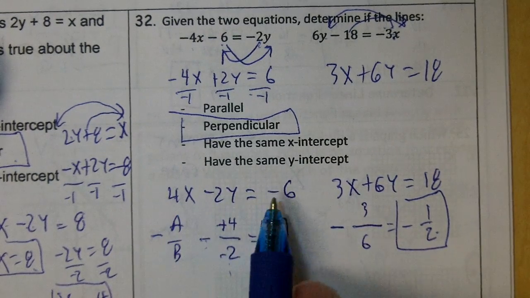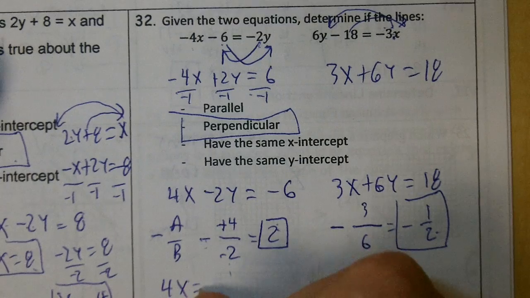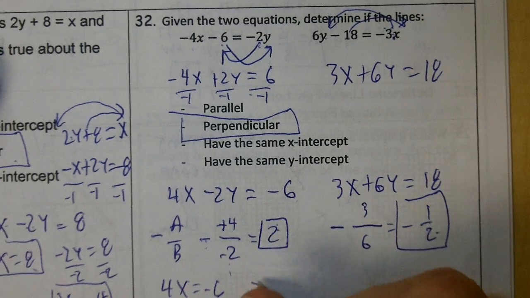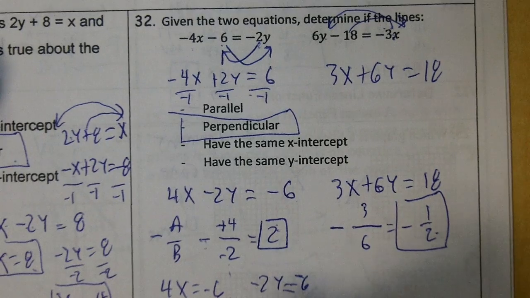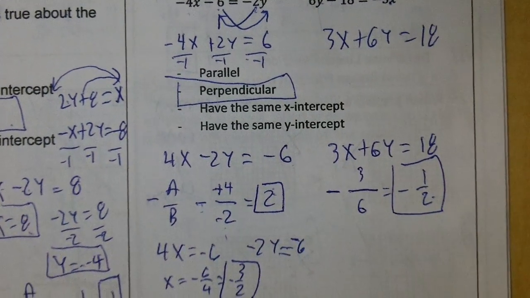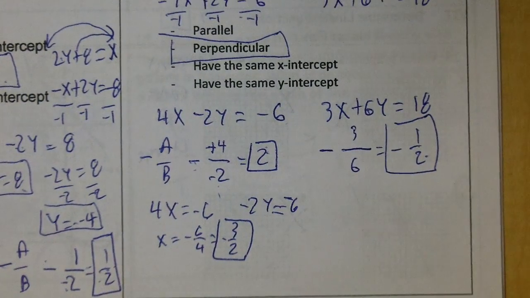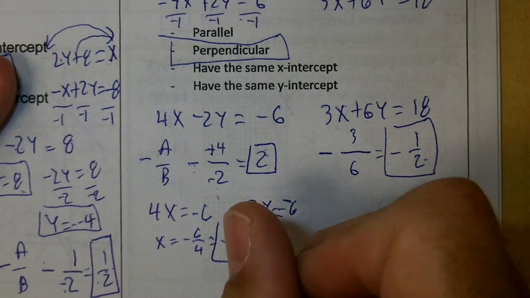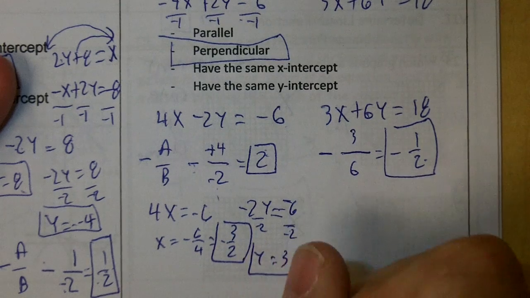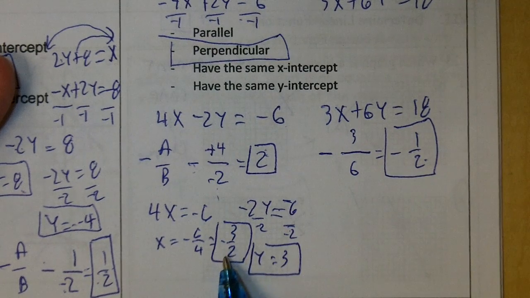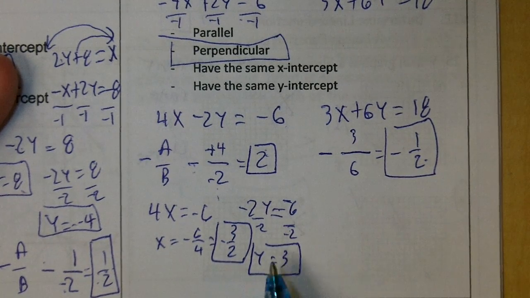Now then we're going to find our x and y intercepts. On this one, 4x would be negative 6. And negative 2y would be negative 6. So x would equal a negative 6 over 4, which would be negative 3 over 2. Okay, and over here, divide by negative 2. Y would be a positive 3. So our x-intercept is negative 3 over 2. Our y-intercept's 3.